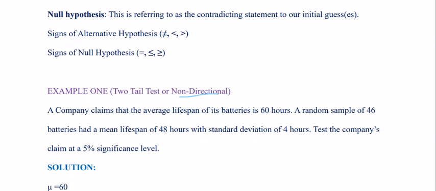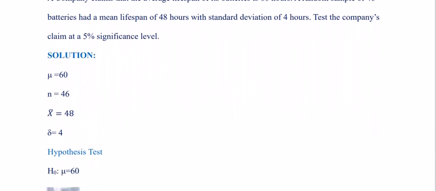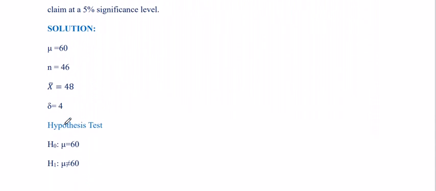Then in setting the hypothesis, we are going to set it this way because we don't know the direction of our hypothesis. So we now say that mu is not equal to 60 hours. Then we contradict not equal to by using mu is equal to 60 hours.